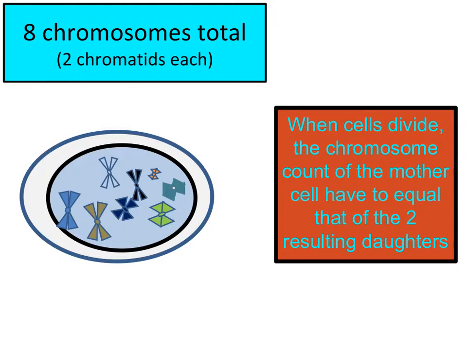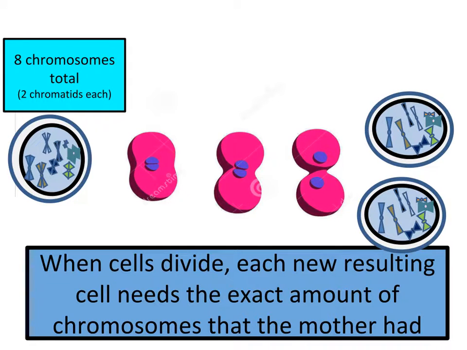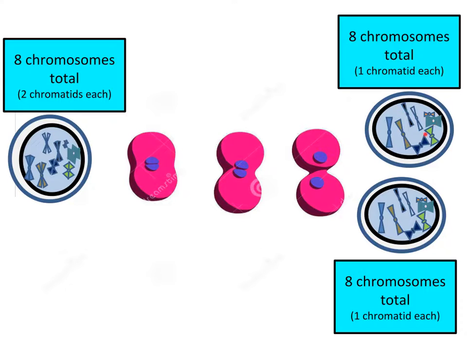What you see here is a cell. Here is the mother cell, and she has entered the first part of prophase here, and all the DNA has raveled up into chromosomes, and each chromosome of the 8, each of them has 2 chromatids, which give it that X shape. So when the cells divide, each new resulting cell needs the exact same number of chromosomes. So if we have 8 chromosomes here, the chromatid count is not important. It's the chromosome number.